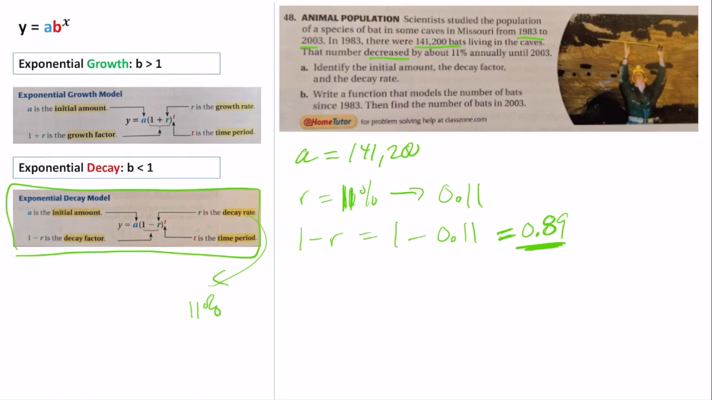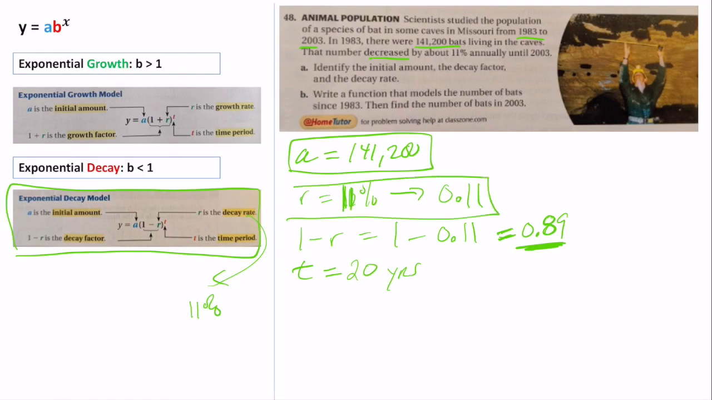Okay, we've got that. And then finally T, and I think I went too far over to the right for the space I'd allotted, but that's okay. Now T is from 1983 to 2003, that's 20 years. So they're doing this for 20 years. So now let's just pop this in. We already identified everything, right? The initial amount, the decay rate, the decay factor, which is right here, and then write the function.